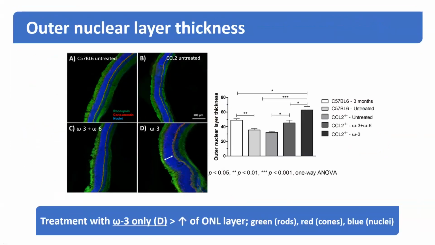So what is interesting here is that if you take a look at the images, you can see it's evident that from image D, which is treatment with omega-3 only, and as you can see from the graph also, you have a large increase in the ONL. So that means that you have more photoreceptors after treatment with omega-3 compared to treatment with omega-3 plus omega-6. So the greater protection is seen when you treat the animals with omega-3 only.